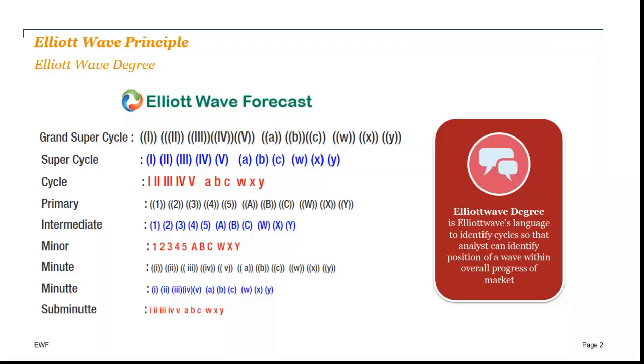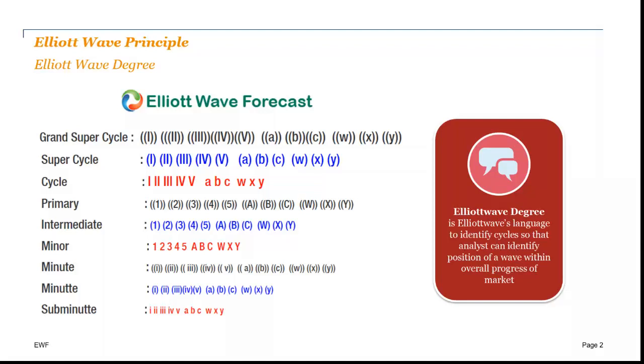All right. So the first thing you need to learn in Elliott Wave, if you want to understand how to read the charts, as well as practice and label yourself, is what we call the Elliott Wave degree. You have 4, 5, 6, 7, 8, 9. So 9 different degrees in Elliott Wave, right?